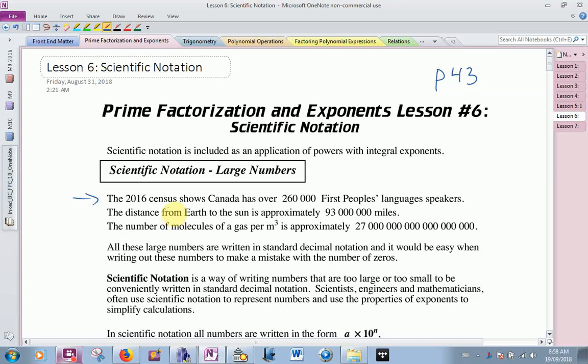This is the statistics that all your parents, when they mail them out, fill out, and report back, and they get statistics. They get data about Canadians and stuff. So anyway, according to this, 260,000 First Nations language speakers.